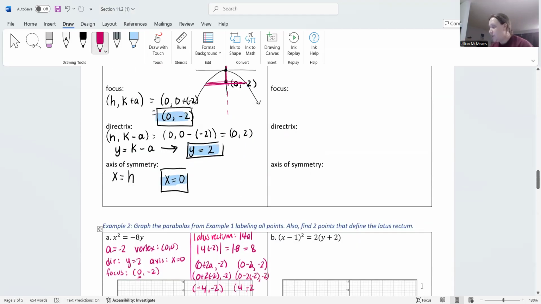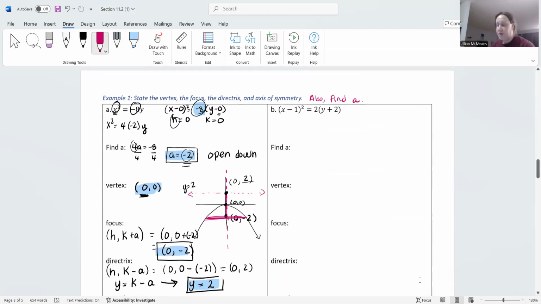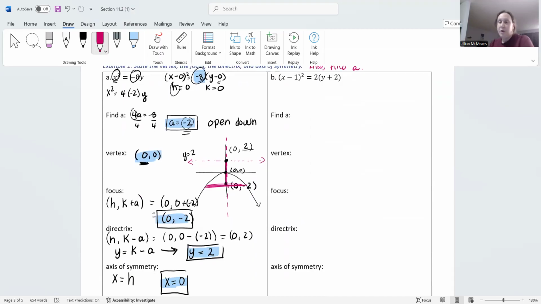Let's mosey on back to example one and let's start this process over. But this time we're going to look at (x minus 1) quantity squared equals 2 times (y plus 2). Okay, so the first thing we want to do is find a. So remember, the generic form is (x minus h) quantity squared equals 4 times a times (y minus k). Okay, so we've got to figure out what a is.